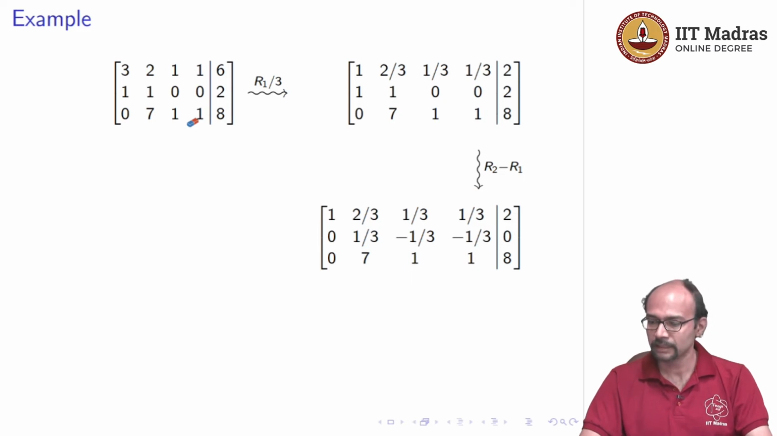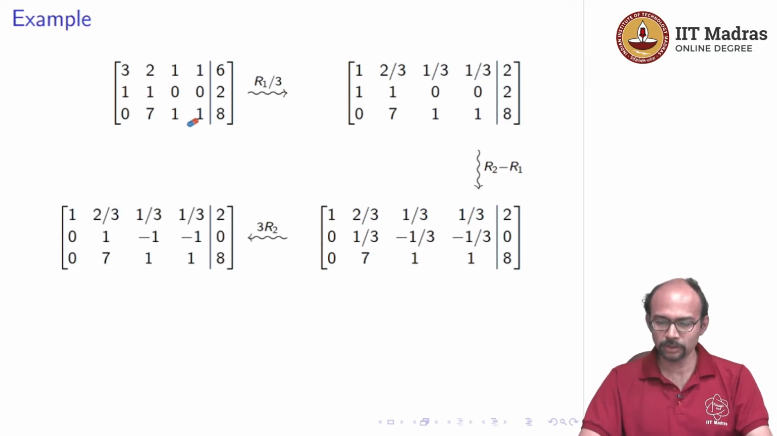In the second step, we did R2 minus R1, and in R2 minus R1 we got a 0 in the second place of the last column, right. So we have performed this on the entire second row, not just the A part of the matrix. Okay, let's continue. So the next thing we do is we multiply the second row by 3 in order to bring a 1 over there.